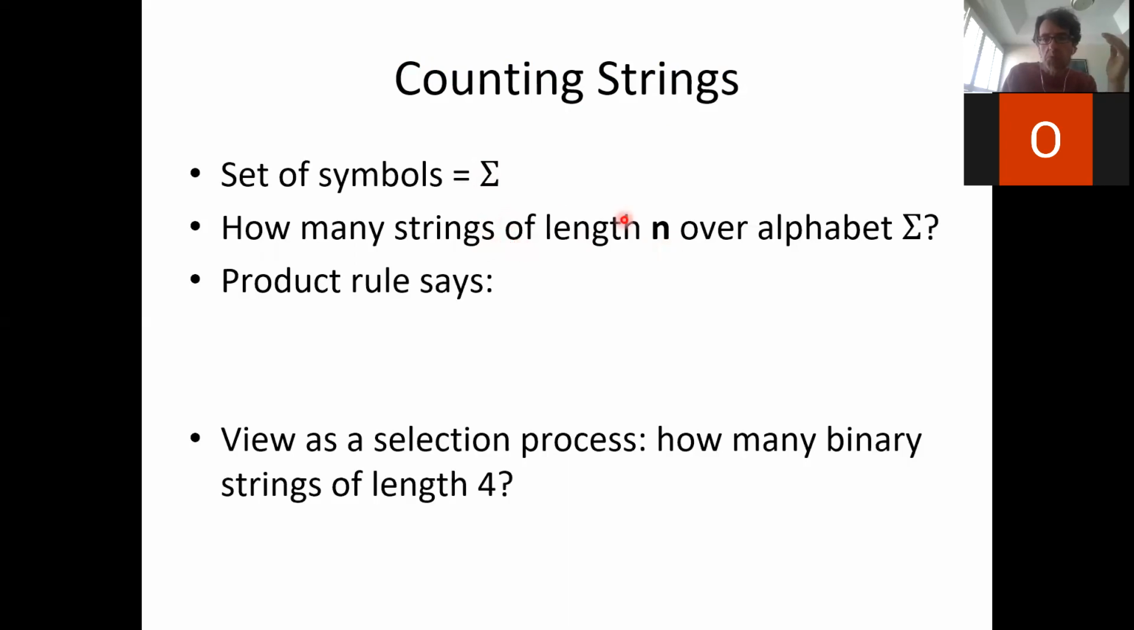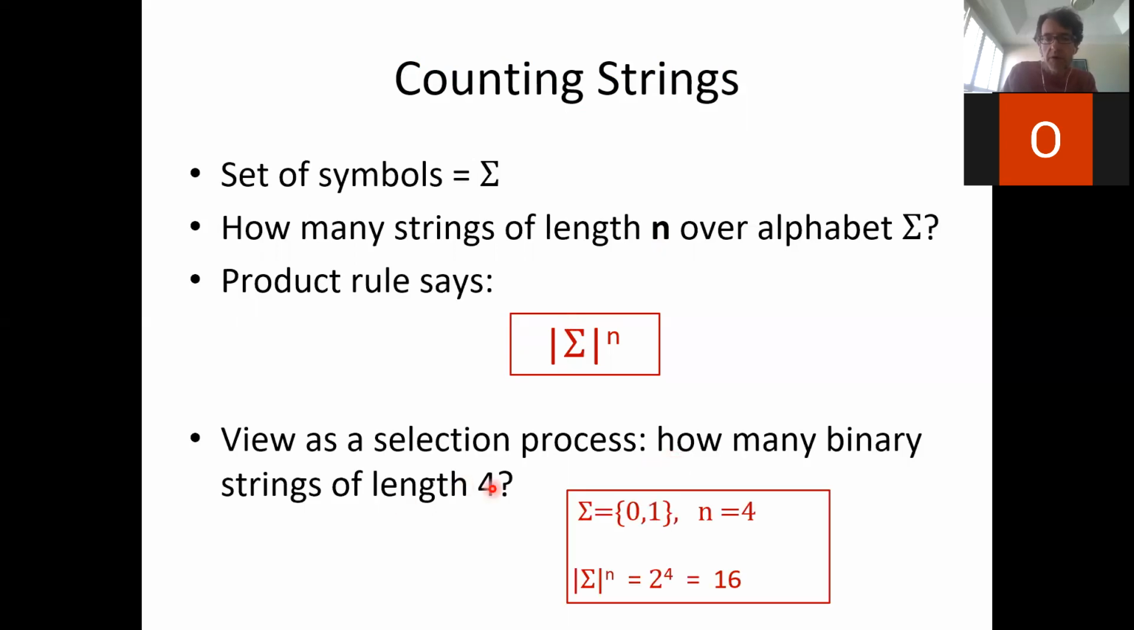And if you just ask, how many? If you're restricted to n digits in this alphabet, how many possibilities do you have? It's the cardinality of sigma to the n, because the cardinality of sigma is the number of choices for each character, and there are n characters. Or you can think of this as a selection process. So for example, how many binary strings of length 4? The alphabet has 2 elements, there are 4 characters, it's 2 to the 4th.